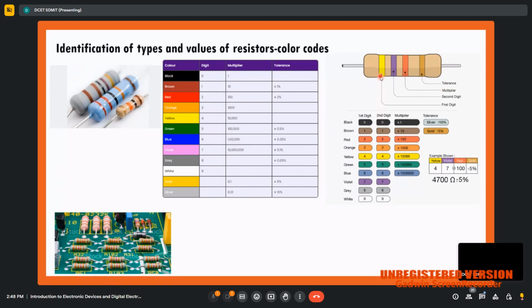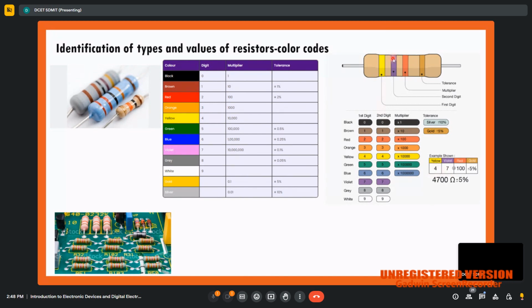Here you can observe this first band represents the first digit, second band represents the second digit, third band represents the multiplier, and the fourth band represents the tolerance. So now here, in this example, the first band is what? Yellow. What is the value of yellow? Yellow is 4. So now we can observe the first digit will become 4.